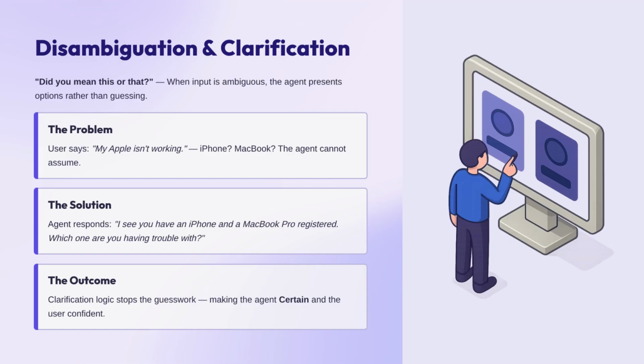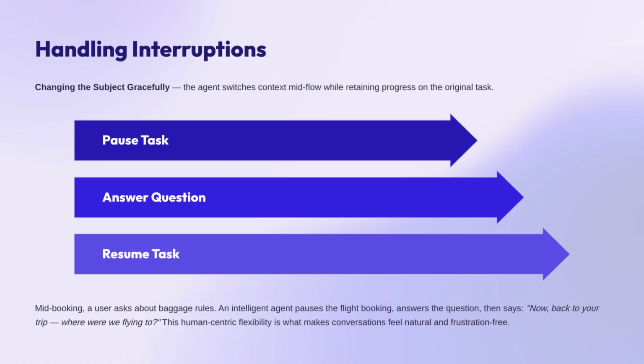So, now that we have mastered how to clear up confusion, you might be wondering how we can let the user change their mind midway through a chat without the agent getting totally lost. Well, that brings us right into our next step, which is interruptions and global overrides. Let's dive into handling interruptions.